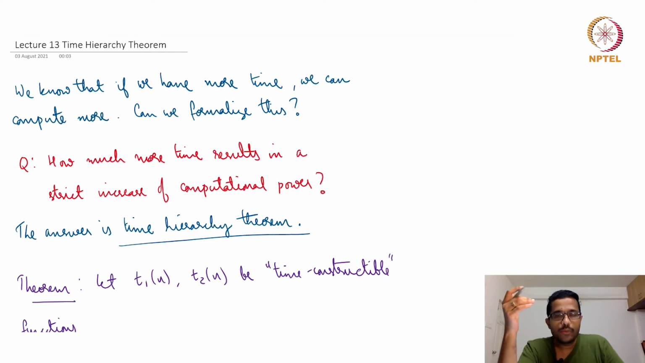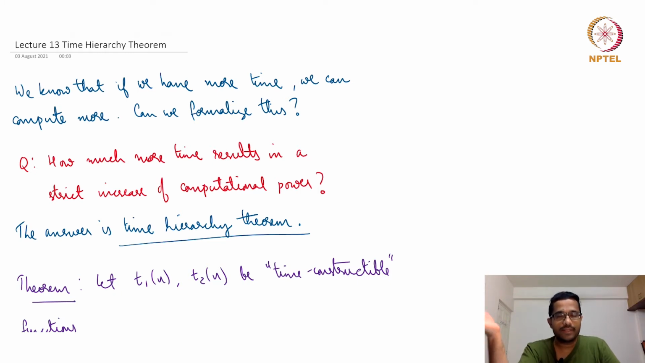We know that if we give more time to a computer or a Turing machine, it can possibly do more. If you allow it to compute for longer, then maybe it can do better. However, is there a way to formalize this? We know that non-determinism also seems to help. We said that verification is easier than actually deciding, but we still don't know whether P is equal to NP or not.